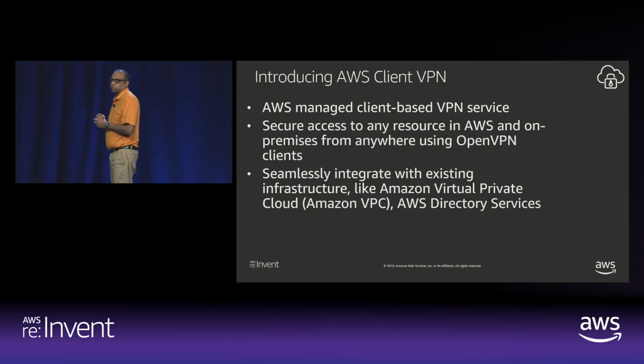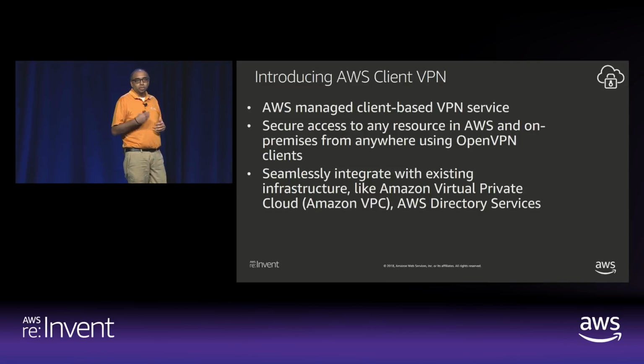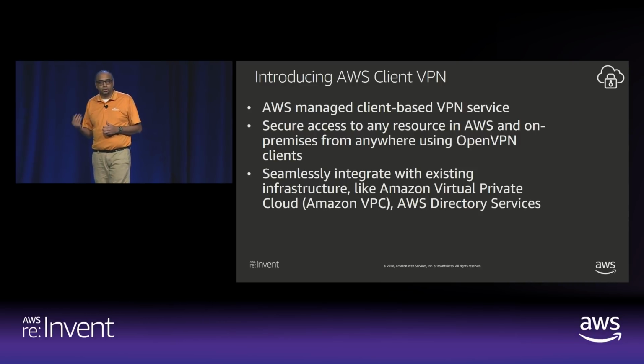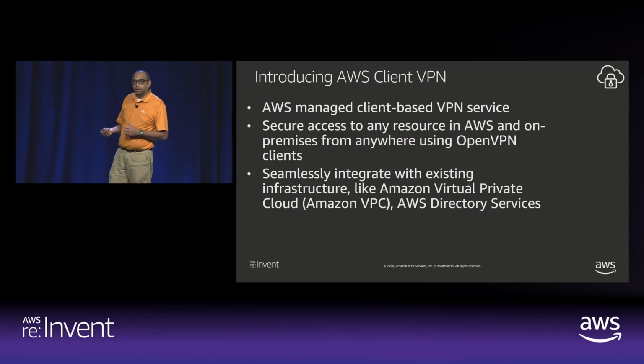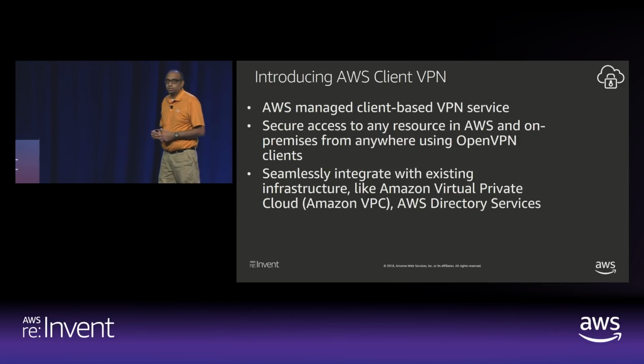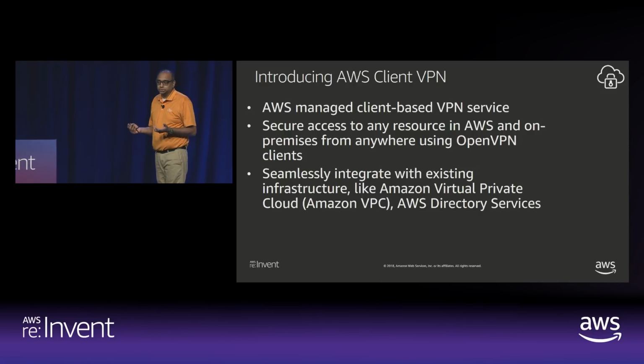So what's an AWS Client VPN? It's a fully managed client-based VPN service. With AWS Client VPN, you can now securely access resources in AWS, being VPCs, S3, DynamoDB, as well as access resources on your on-premise. And you can do this from any location using any device that is running an OpenVPN-based client. AWS Client VPN also seamlessly integrates with your existing infrastructure, like VPC or directory services.